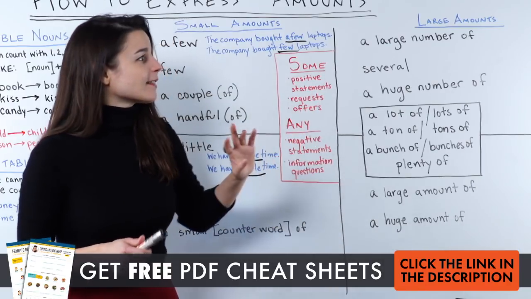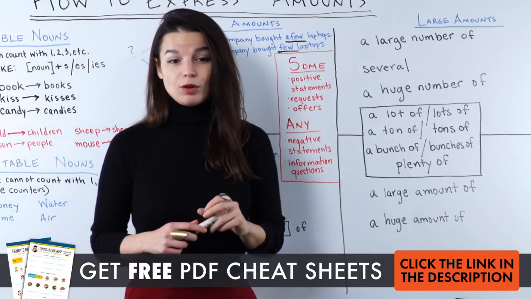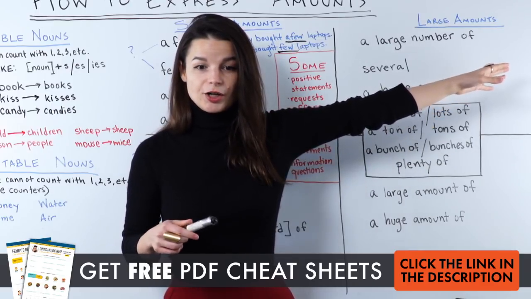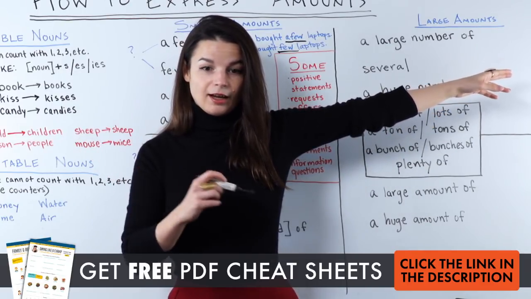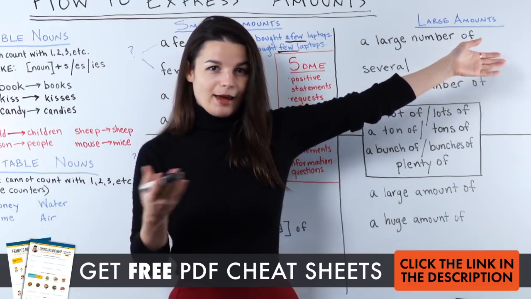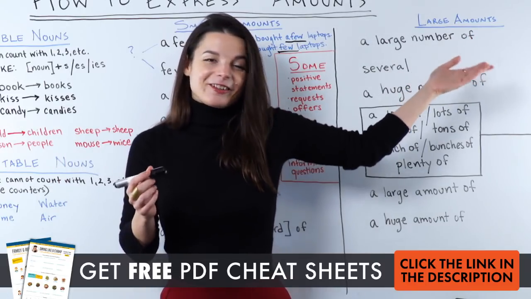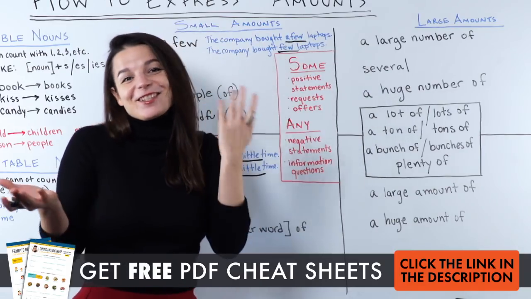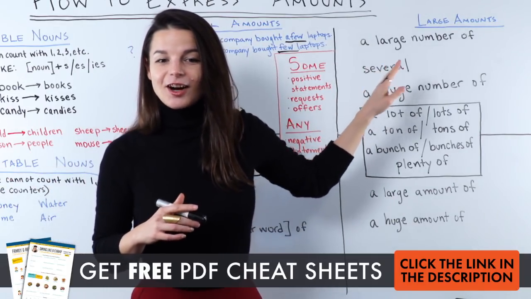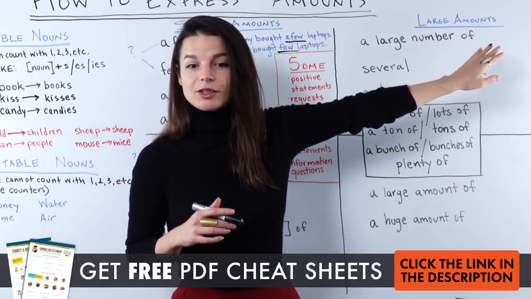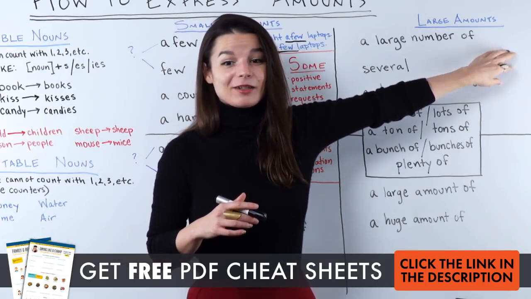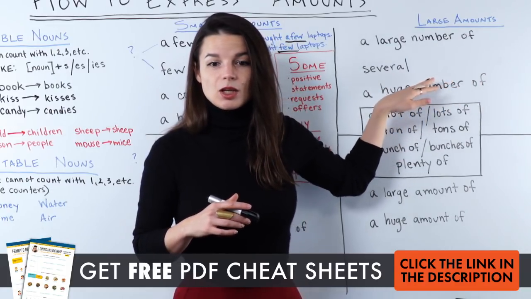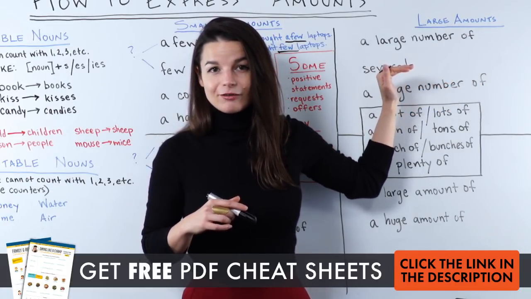All right, let's talk about countable nouns first. A large number of something. A large number of countable nouns. Like, she has a large number of pets. Maybe, I don't know. I don't know what a large number of pets would be. Like more than 6? I guess it depends on the person. Anyway, a large number of countable nouns. So don't forget your S sound at the end of this word. Many students forget that.